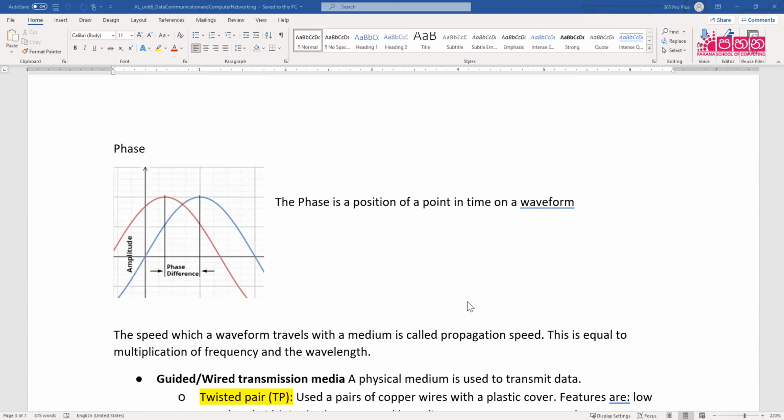Now, when you have two signals here, you have two signals in two different colors. If you look at the same points in the two different signals, here the topmost point in, let's say, waveform 1, and this is the topmost point in waveform 2. This difference is called phase difference, right?